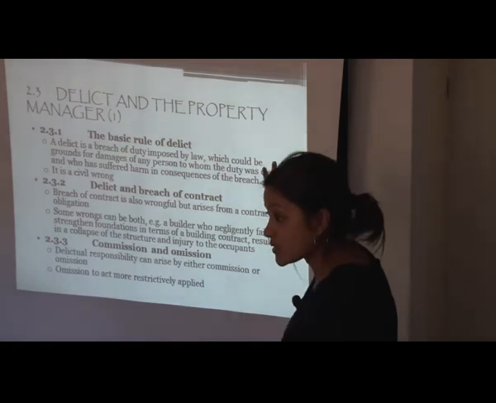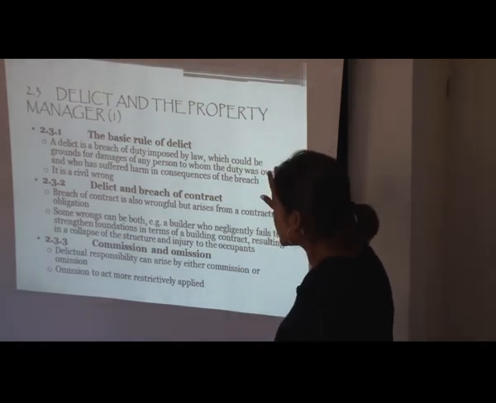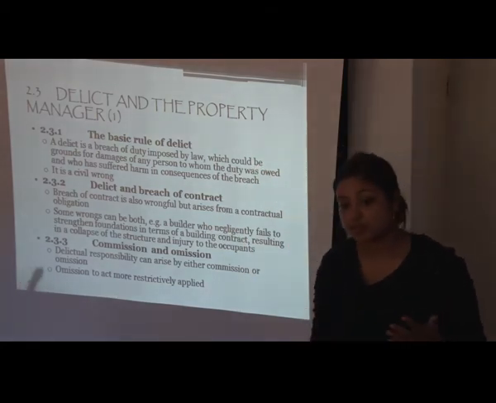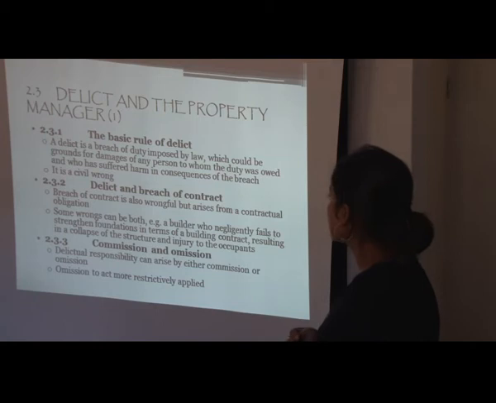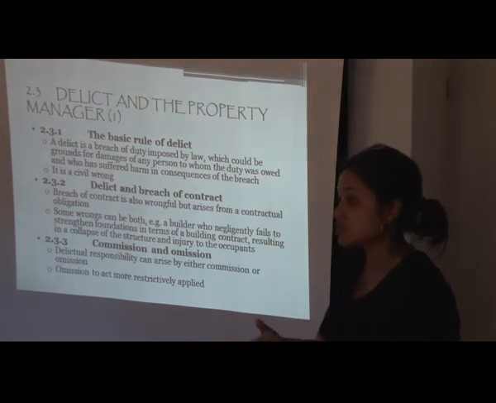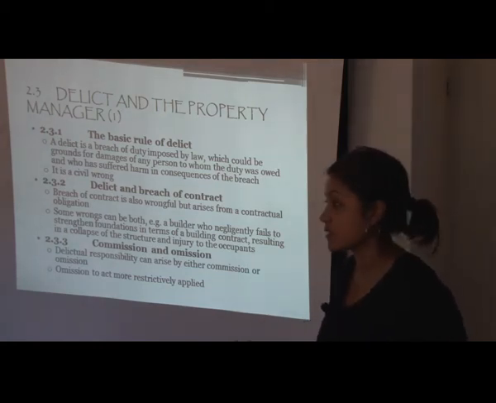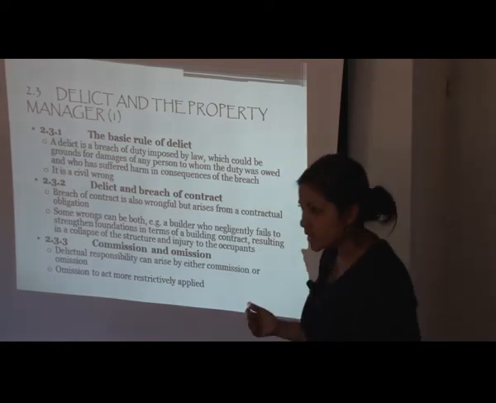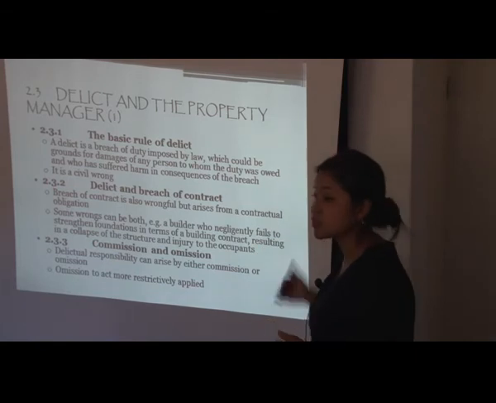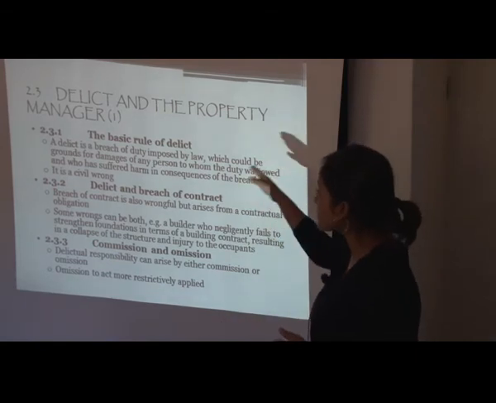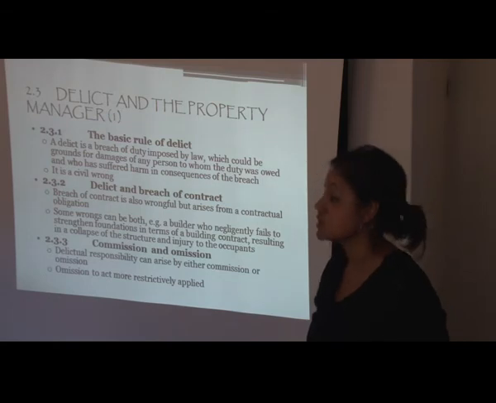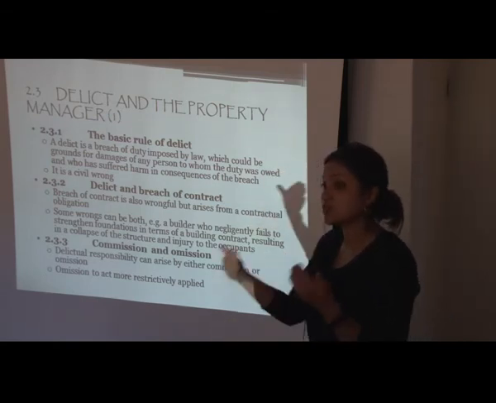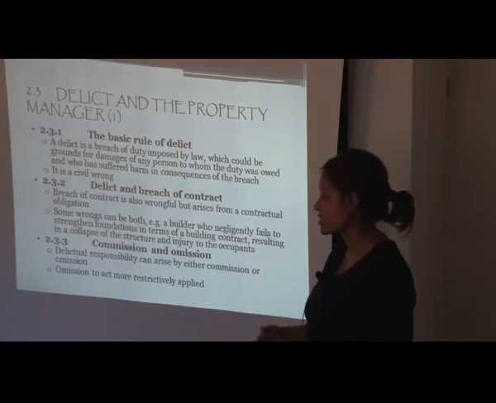So the definition as it stands is important. A delict is a breach of duty imposed by the law, which could be grounds for damages of any person to whom the duty was owed. Who was the duty owed to? Anybody entering my building? A visitor, a tenant, right? A worker. Employee, yeah, absolutely. That is who the duty was owed to. And who has suffered harm, the person who fell down the steps, right? In consequence of the breach. It was a civil wrong. It was wrong of me to not fix it. Somebody got hurt. That's really what we say.